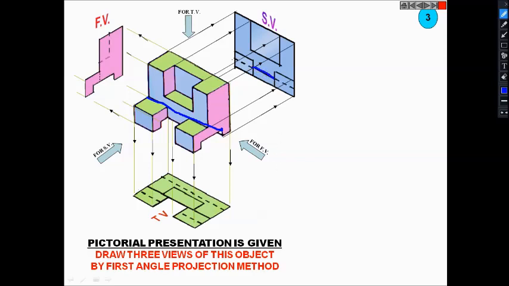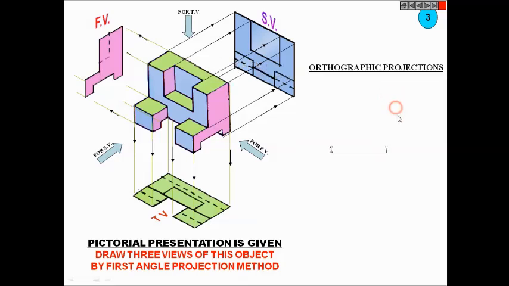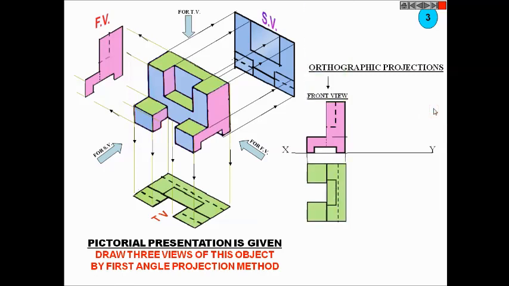Because of that, this particular edge and the middle portion should be shown by using a continuous line as shown right here. Now let's see the orthographic projection. We need to draw the XY line. Above the XY line there will be the front view. Below the XY line there will be the top view, and on the right side of the front view there will be the side view. This side view is the left hand side view, as we are looking towards the object from the left side of the object, and as per the first angle projection method we have to draw the left hand side view on the right side of the front view.